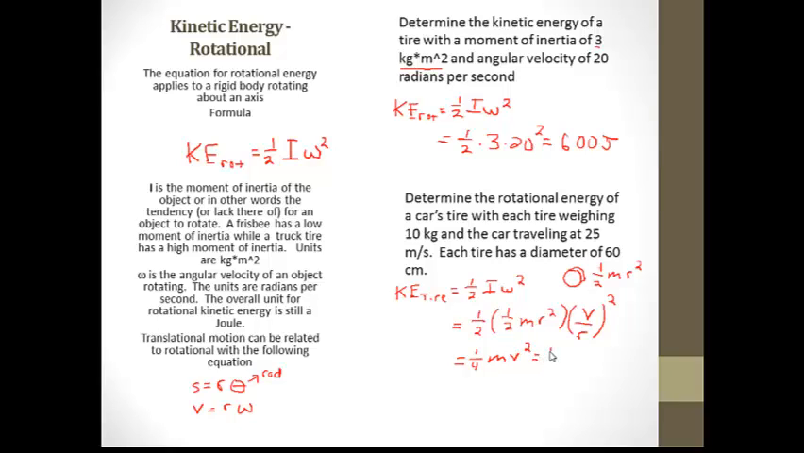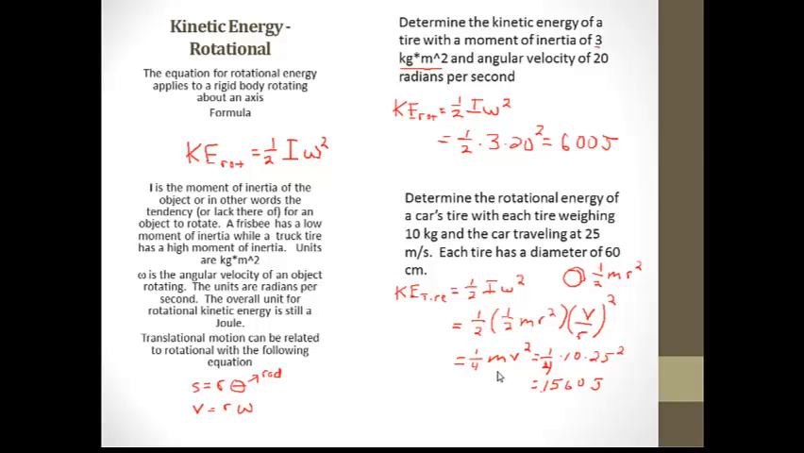If you do the math, plug in the numbers, so it'll be 1/2. The mass of the tire is 10 kilograms. The velocity is 25. Square that. Whoops, this is going to be 1/4, not 1/2. And do all the math, and I think the correct answer is 1560 joules.